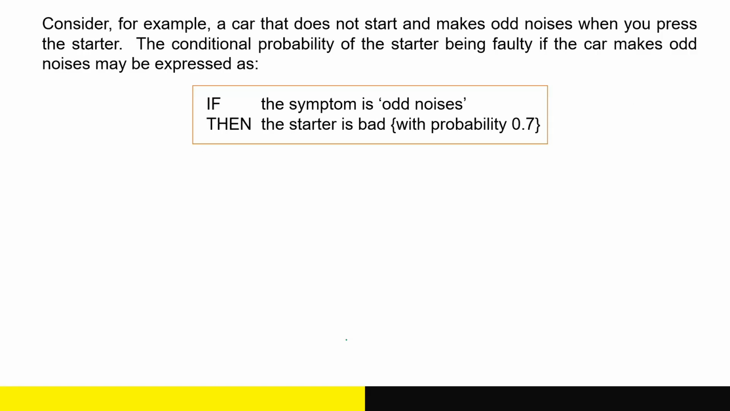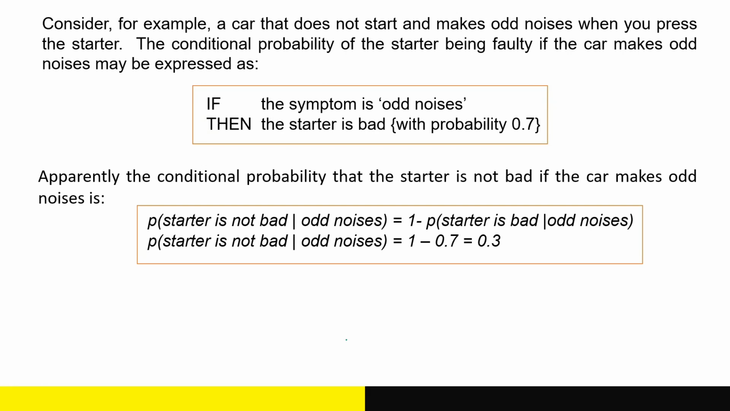Consider, for example, a car that does not start and makes odd noises when you press the starter. The conditional probability of the starter being faulty if the car makes odd noises may be expressed as: if the symptom is odd noises, then the starter is bad with probability 0.7. Apparently, the conditional probability that the starter is not bad if the car makes odd noises is, so may conditional probability po siya na sinasabi na baka po hindi po sira yung starter kung meron pong odd noises yung sasakyan. So, the probability of the starter is not bad given the odd noises is equal to 1 minus probability of the starter is bad given the odd noises. So the probability that the starter is not bad given the odd noises is equal to 0.3.